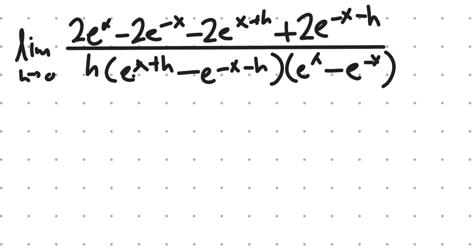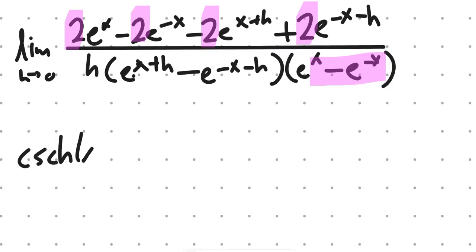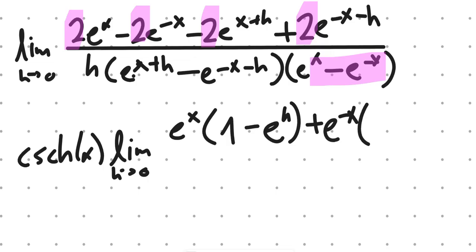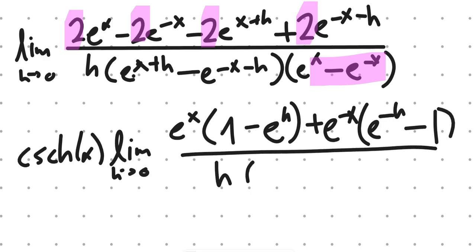Now we can take the e to the x minus e to the negative x out, and the 2, so that we get our cosecant hyperbolic of x times the limit as h approaches 0 of e to the x. Now I'm going to take the e to the x outside, so we get e to the x times 1 minus e to the h. Then we have e to the negative x times e to the negative h minus 1.